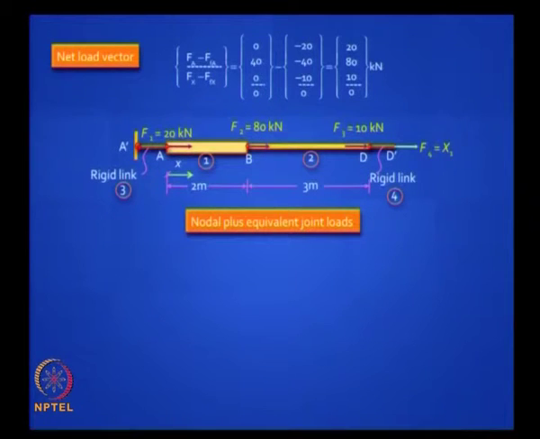Then you need to find the net load vector. Remember, in the original problem you had F2 equal to 40 kilonewton, but now you have the fixed end force vector which you have to oppose for your equivalent joint loads. Remember, you have to put in the minus sign, and then you get the resultant net load vector. What do you do next?